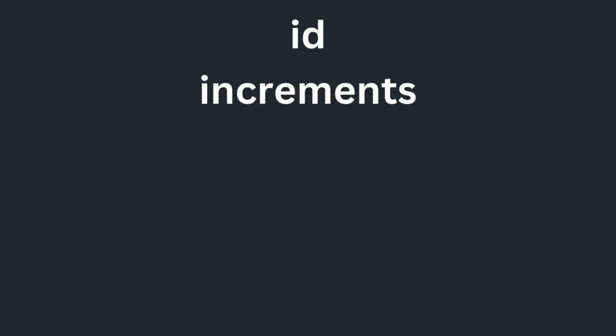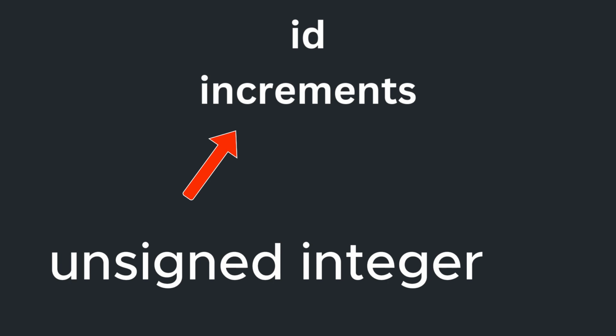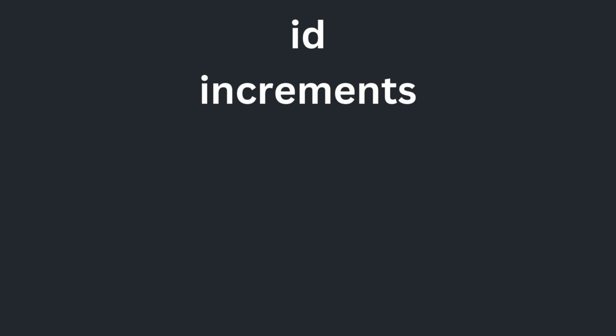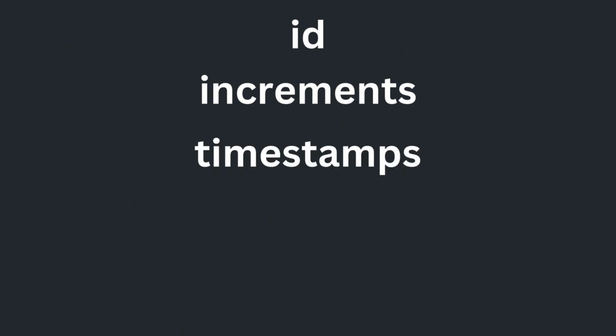Increments works similarly to ID, but you need to specify the column name as a parameter, and it uses an unsigned integer instead of a big integer. This is useful if you don't need the range of a big integer, as it can reduce database size. Timestamps. This method creates created_at and updated_at columns.